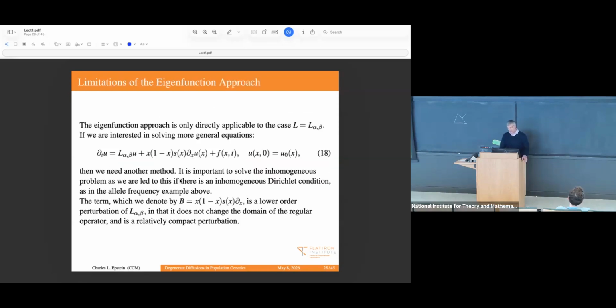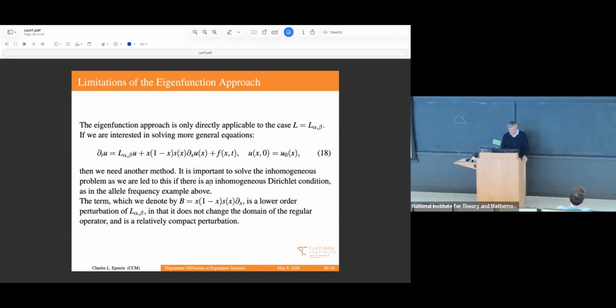Okay, so the eigenfunction approach is only directly applicable to the case where L is equal to this operator L alpha beta, because that's the case in which you can actually write down the eigenfunctions. And if you're interested in solving the more general equations, which we are, and in fact, we're interested in solving an equation where alpha and beta are 0, but we do have a selection term, and also we will have a non-homogeneous term, we need another method.